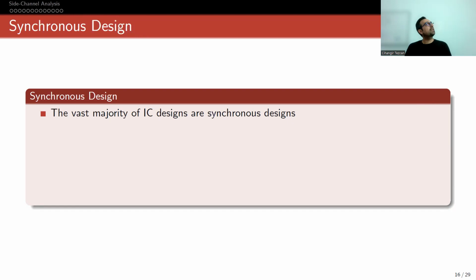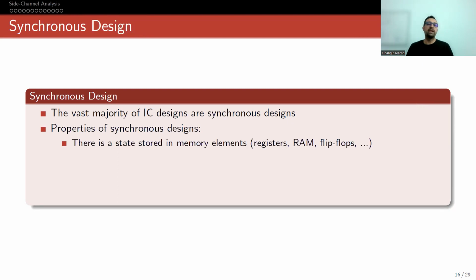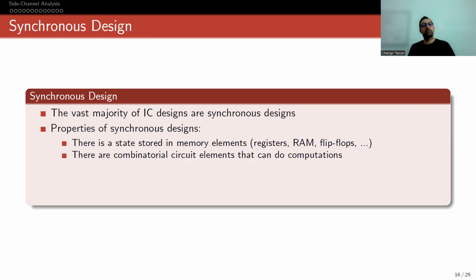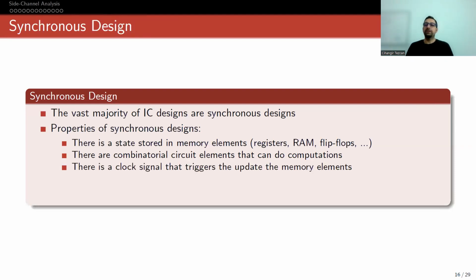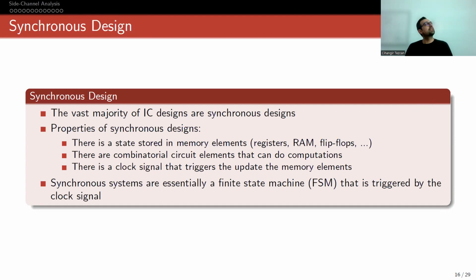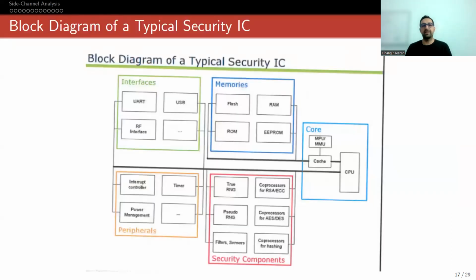So the vast majority of IC designs are synchronous designs. Properties of synchronous designs are as follows. There is a state stored in memory elements, like registers, RAMs, flip-flops. There are combinatorial circuit elements that can do computations. There's a clock signal that triggers the update of the memory elements. Synchronous systems are essentially a finite state machine that is triggered by the clock signals. Okay, this is important. We have to know the design.